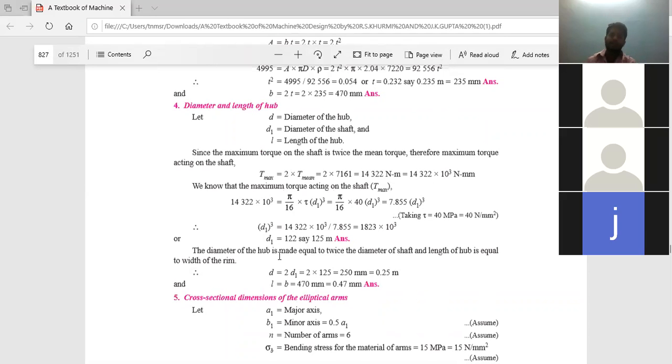But in order to keep the design safe, let us take somewhat higher value. So let us take this dia of the shaft as 125 mm. Is the step clear? How I have calculated the diameter of the shaft? Any doubt?